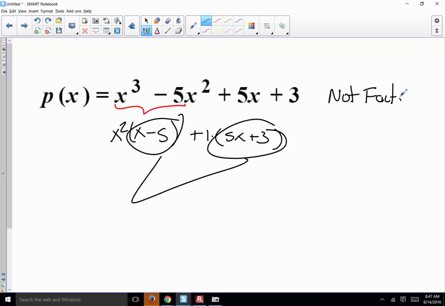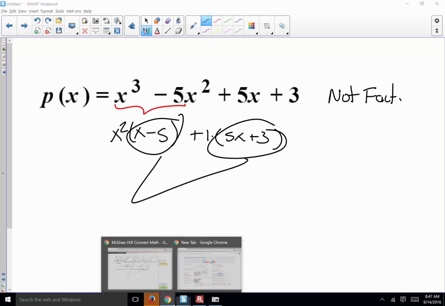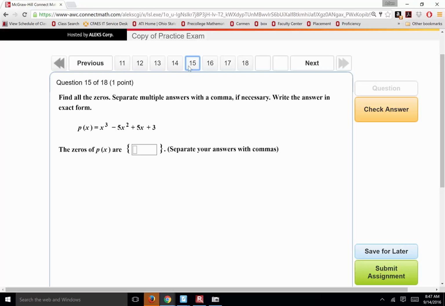So you need to go fish for this one. You don't have an option. You have to fish for rational zeros. Okay? And synthetic division. Rational zeros and synthetic division. That's how you do this one.